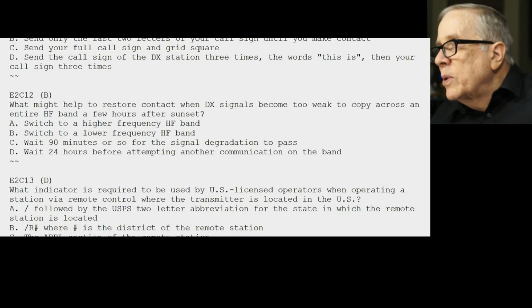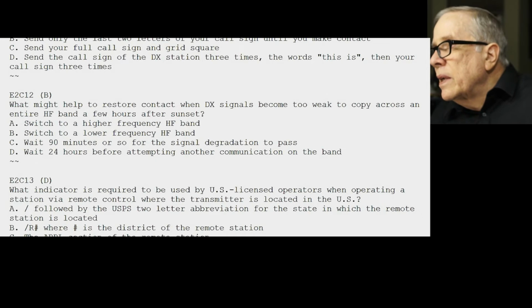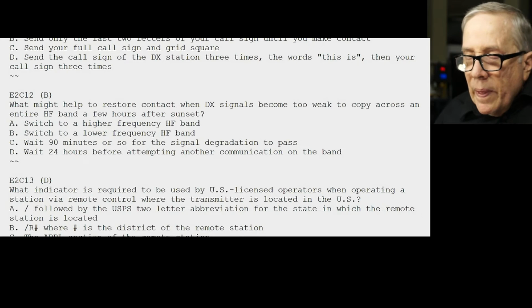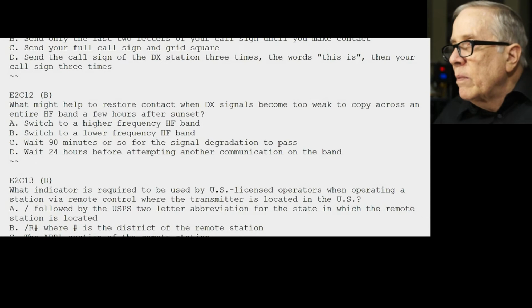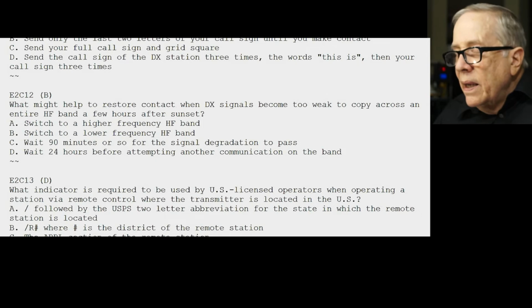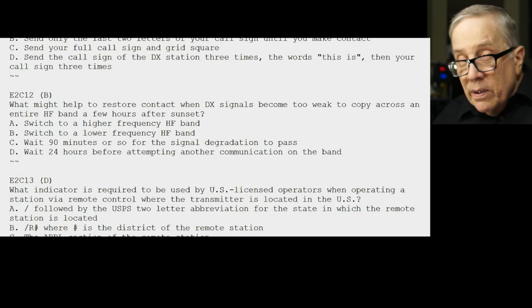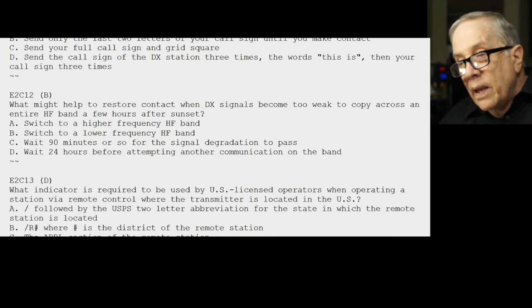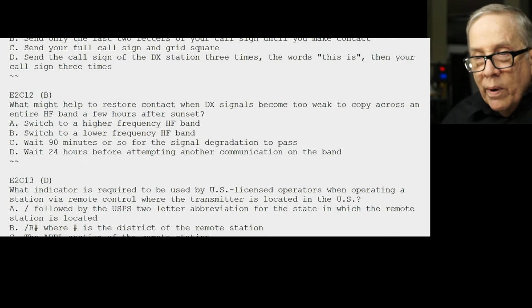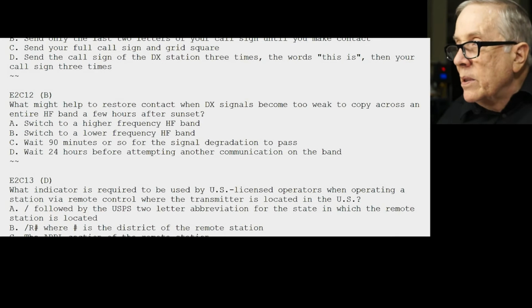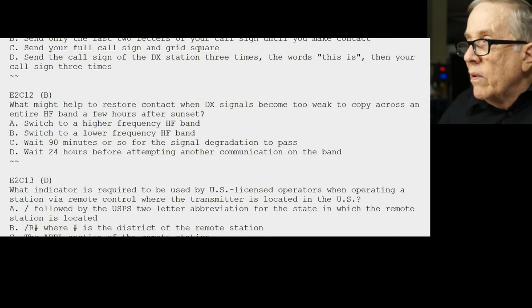E2C12, what might help to restore contact when DX signals become too weak to copy across an entire HF band a few hours after sunset? That's a question more about the gray line, which maybe will come up here. As the upper bands start to go away during periods of high sunspot activity, you may lose 10 meters first, and then 15 meters, and then 20 and 40, and so you can work your way down. I've done that. It's a pretty rare occurrence during the bottom of the sunspot cycle because the other bands just don't work very well.